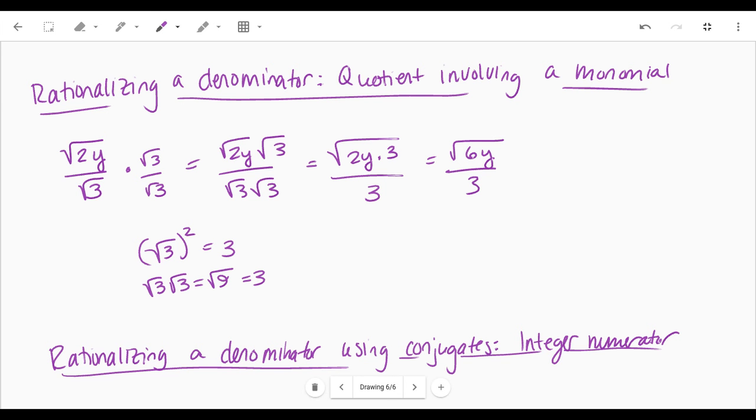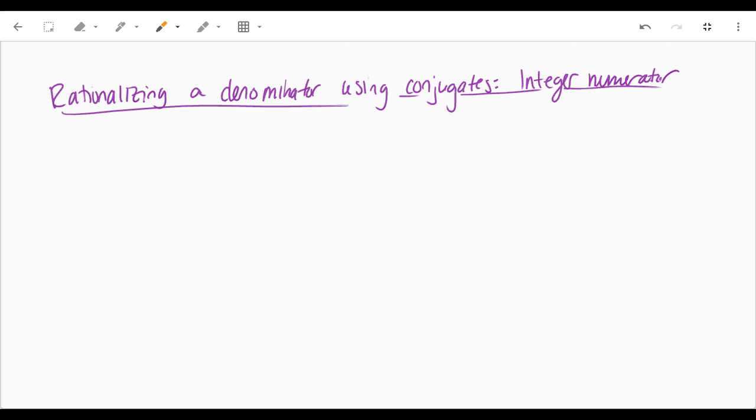I can try to grab another one here for you. If we have, yeah, it's real similar. Square root of 2z over square root of 5. Multiply by square root of 5 over square root of 5, and we end up with square root of 10z over 5. Okay? A little easier than the one before it there. Next one.